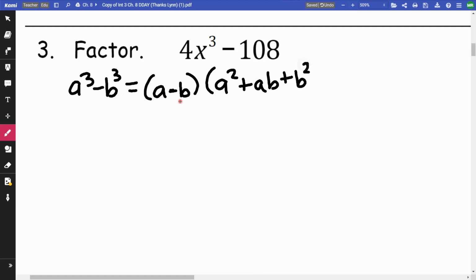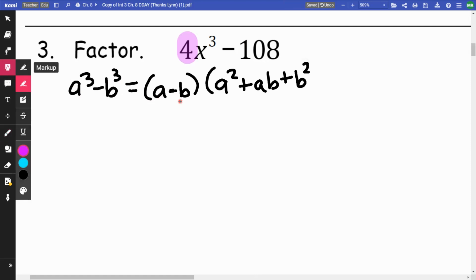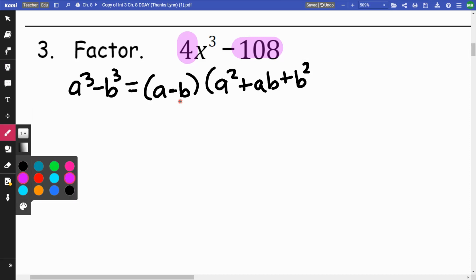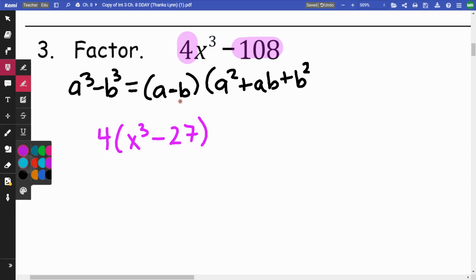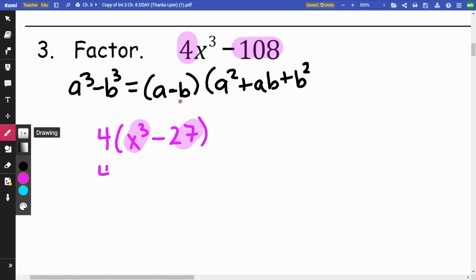That is the formula. Now, what you'll notice is this 4 and 108 are not cubes, but I can take a 4 out. I'm going to factor a 4 out. So I'm going to factor out a 4, and I'm going to get x cubed minus 27 when I do that math. So now I have this x cubed that's a cube, and I have this 27 that's a cube. So I'm going to have 4, and then the cube root of x cubed is x minus the cube root of 27 is 3. So that's my a minus b.